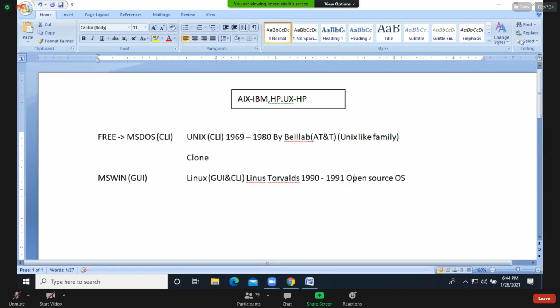So don't worry. After 2 or 3 days, they're going to enable the everyone option, and then you'll be able to chat with each other. There are no issues. Okay.